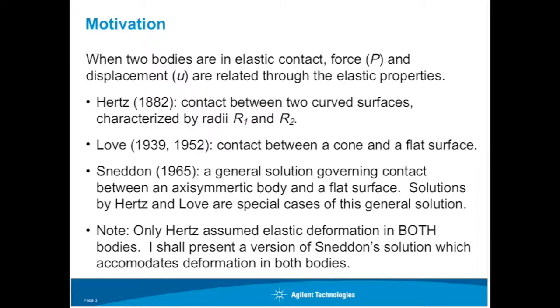I'd like to point out that only Hertz assumed elastic deformation in both bodies. Both Love and Sneddon assumed that one of the contacting bodies was infinitely rigid. And now, in light of the fact that we ultimately want to apply Sneddon's solution to the interpretation of instrumented indentation data, I'm actually going to present a modified version of Sneddon's solution, which is informed by Hertz's understanding that deformation in both bodies can and should be accounted for. So, in other words, I'm going to present Sneddon's solution, but with Hertz's approach of accommodating deformation in both bodies.